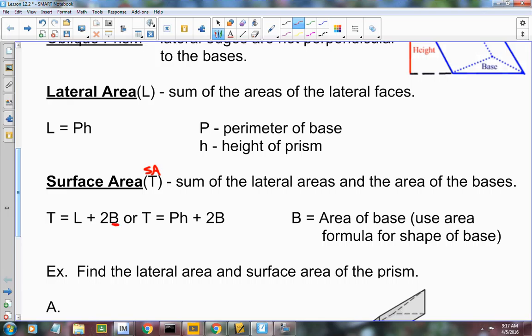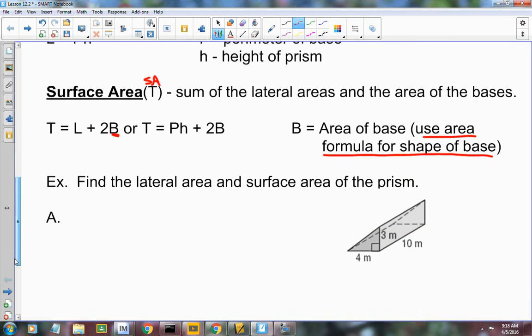Now, the area of the base takes on whatever shape the base is. So if it's a triangle, you use the area formula for a triangle. If it's a rectangle, you use that. If it's a pentagon, you use the correct formula. But it's the lateral area plus 2 times the area of the base. Here's a more extended version where instead of L, I put PH, which is the perimeter of the base times the height, plus 2 times the area of the base.